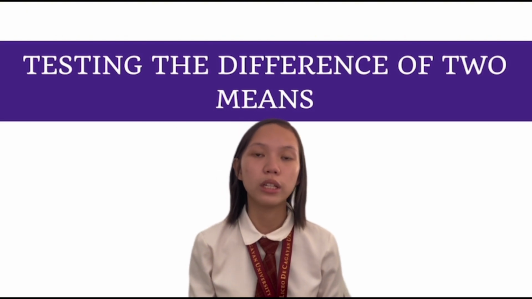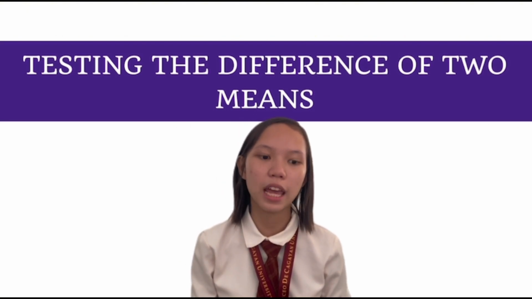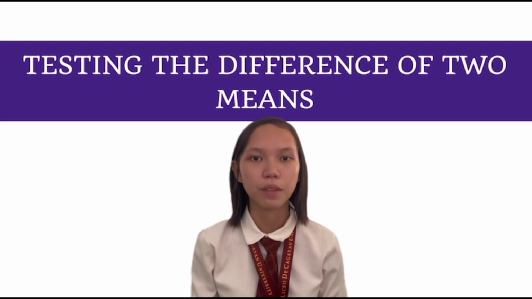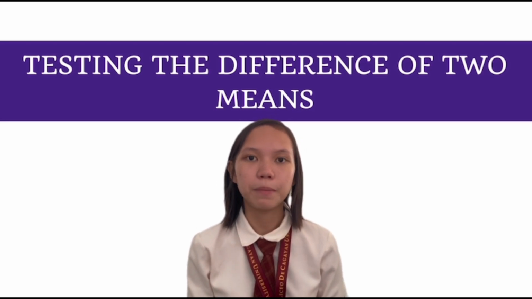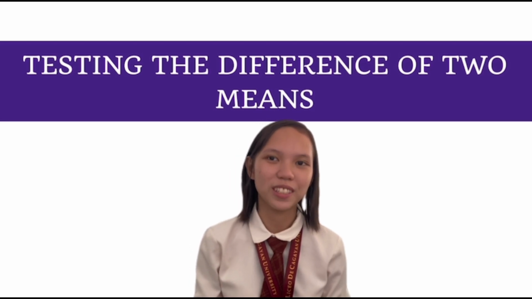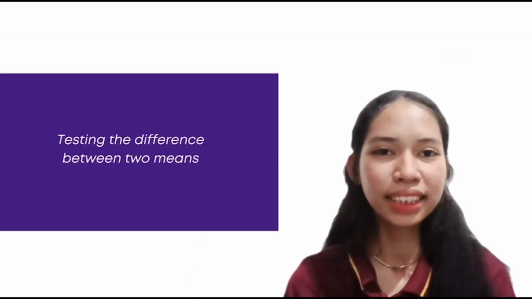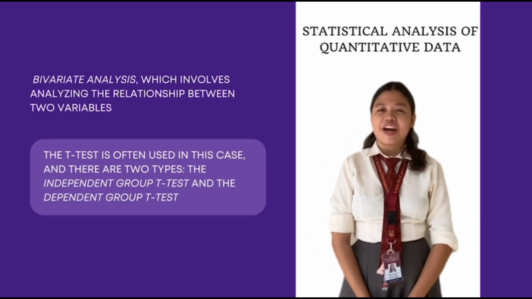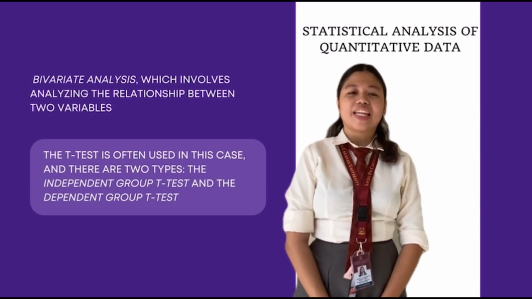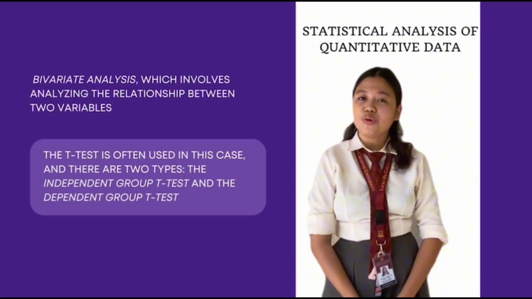We'll also explore non-parametric alternatives like the Mann-Whitney U test and the Wilcoxon test, for when data doesn't meet certain assumptions. Now, let's talk about testing the difference between two means. This section is all about comparing two groups to see if there's a significant difference between them. We start with bivariate analysis, which involves analyzing the relationship between two variables.